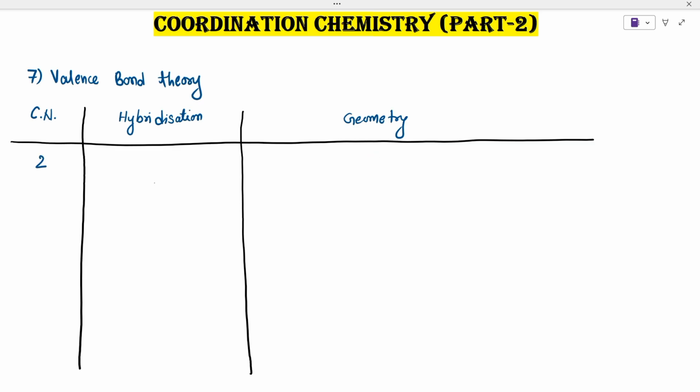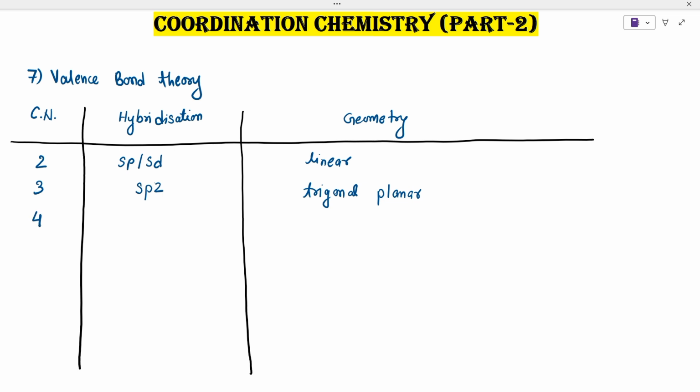First, if we have coordination number 2, then possible hybridizations are sp and sd, and the possible structure is linear. Means if we have coordination number 2, we have linear geometry. Then if we have coordination number 3, then the possible hybridization is sp2 and the geometry is trigonal planar.